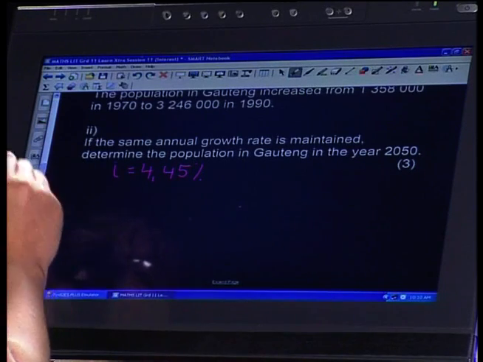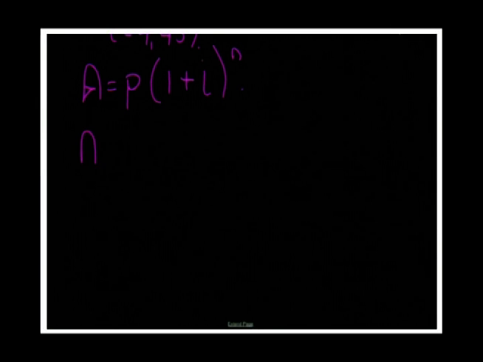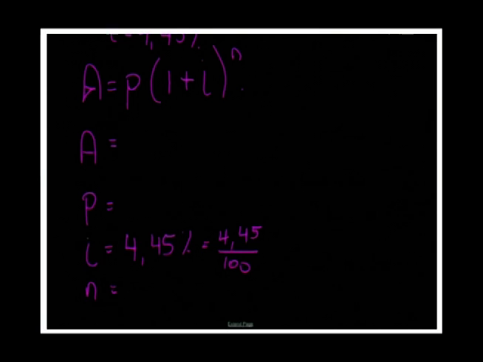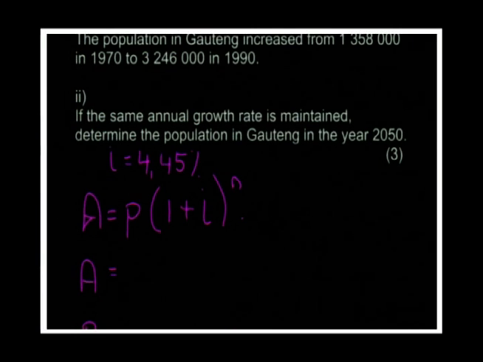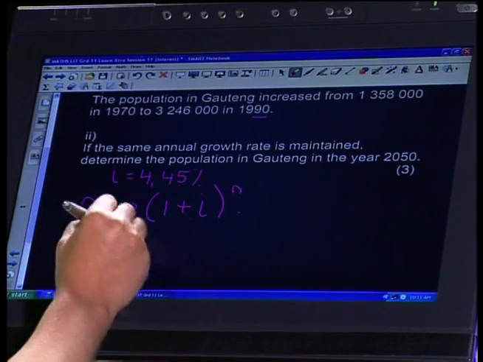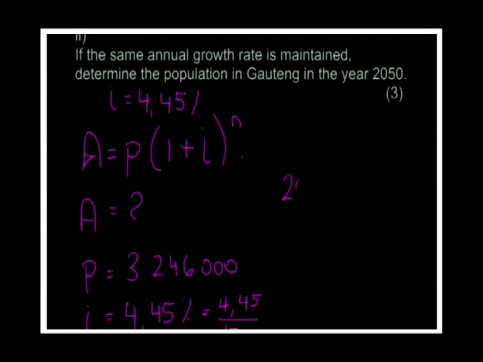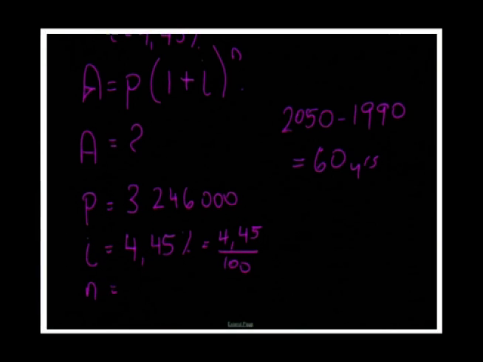So we are still using our compound interest, so I'm going to write out my formula again, 1 plus r to the power of n. And now again, writing out all the values. Right, i is what I've calculated, 4,45%, or 4,45 over 100. My principal is now what was the population at the last stage, because I'm looking at from 1990 to 2050. So I'm looking at 1990's population, which was our principal. So my principal becomes 3,246 and 3 zeros. I'm looking for my final value, my accumulated value, and the number of years. Well, in this case, we've got 2050 minus 1990, which I can see is 60 years. So my n is 60.